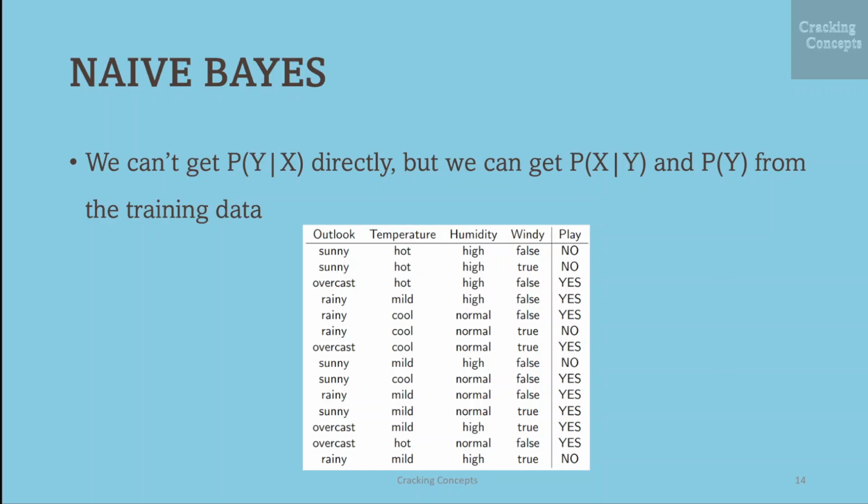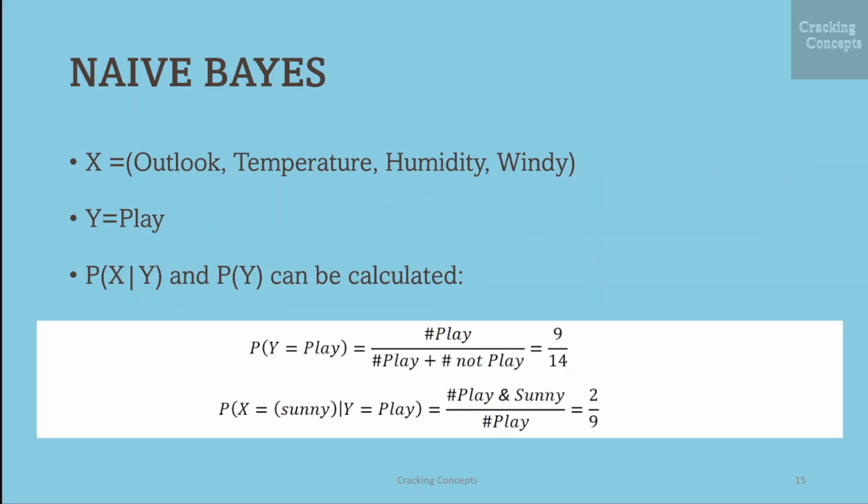We will see an example here. The given figure shows the weather data set from the University of Edinburgh. In this case, x is equal to outlook, temperature, humidity and windy, and y is equal to play. Now p of x given y and p of y can be calculated. p of y equal to play is given by number of plays by number of play plus number of not play. From the table, we get the values as 9 for the number of plays and 5 for the number of not plays. So the value will be 9 by 14.